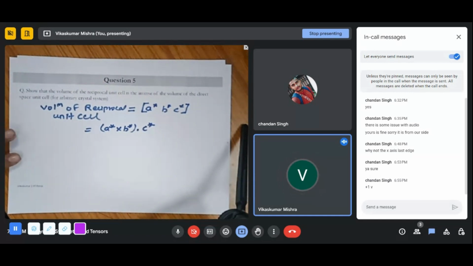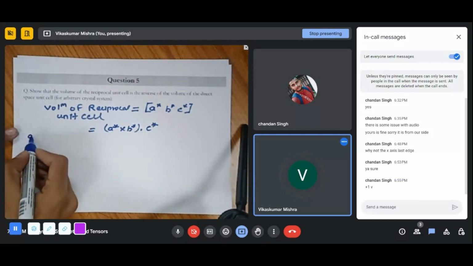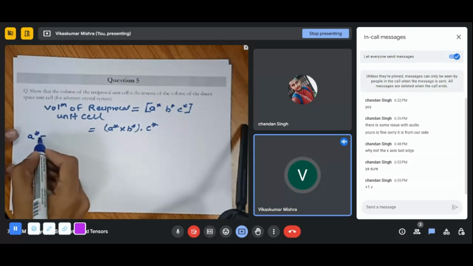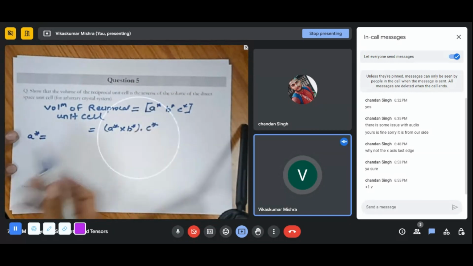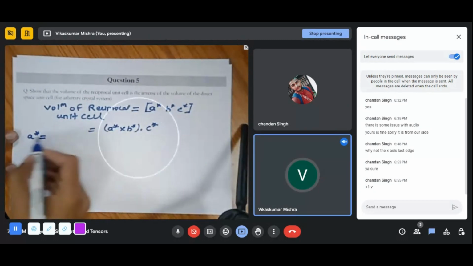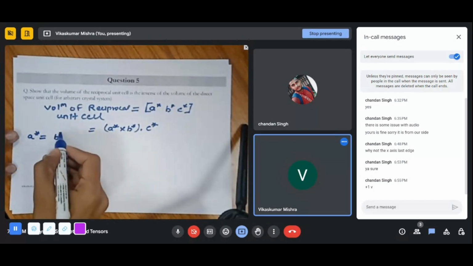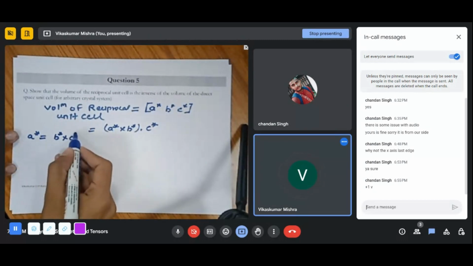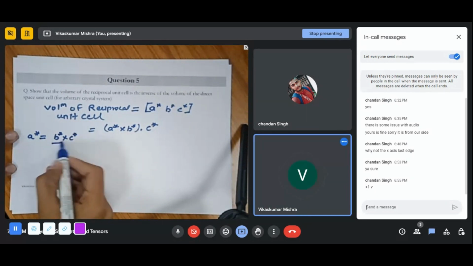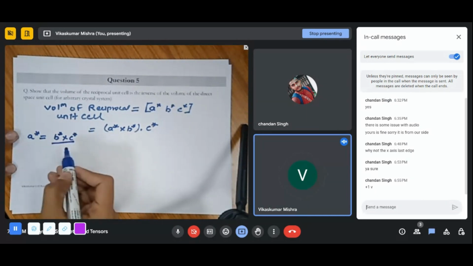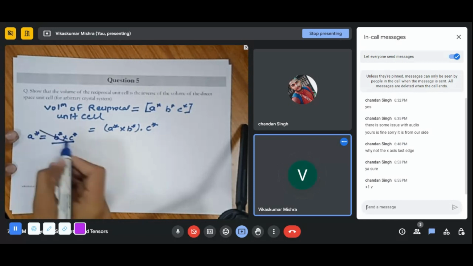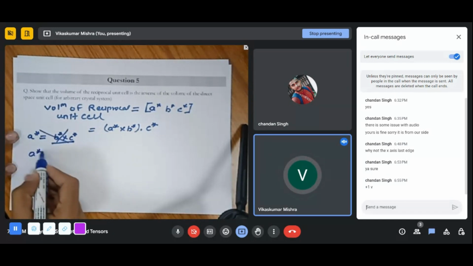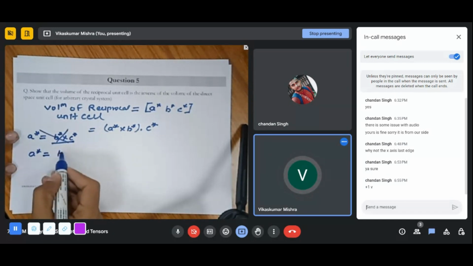What other thing we know is that A star is equal to, these are all vectors. I'm not writing the vector signs, but still they are vectors. A star is nothing but B vector cross C vector divided by, pardon, I shouldn't write that, this is wrong. A star will be equal to B cross C divided by the volume.